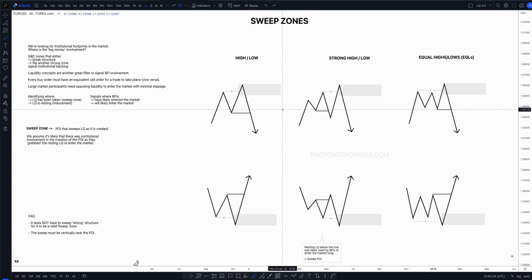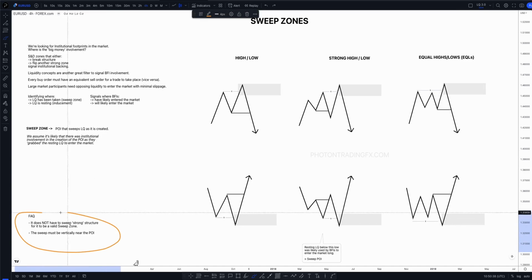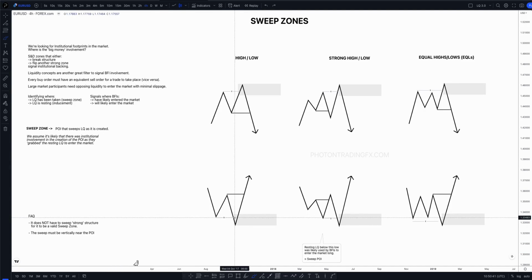And that's pretty much it. You don't need to overcomplicate sweep zones any more than that. Here's a little FAQ. For me, for a sweep zone to be valid, it does not have to sweep strong structure, okay? So that's a weak low, right? If you have a trending market and it never broke the high, that's a weak low. It doesn't have to sweep it, but this is obviously more ideal, right? Because this sweeps strong structure. So I would view this as higher probability than this, but it doesn't have to be. I would still view that as a sweep zone.